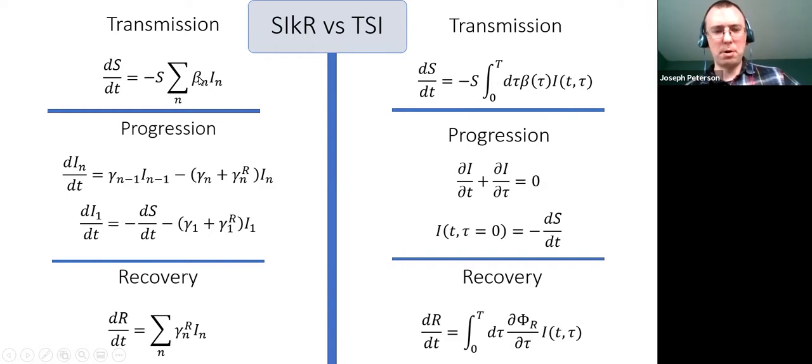And in the compartment model, we see that that integral is replaced by a sum. And essentially, what this represents is a Riemann sum approximation of the integral.